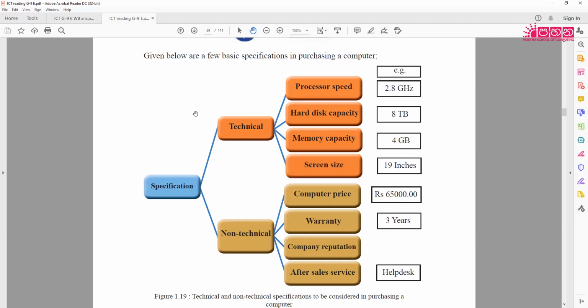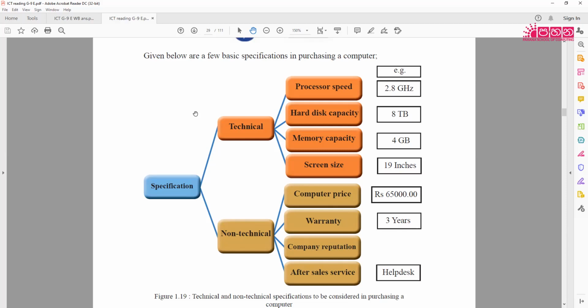Then screen size, monitor size also matters, especially if you are going to open multiple windows on your screen, then maybe you should go for a large screen. And sometimes you can use multiple screens. I hope you have already seen. Some people, for example, network administrators, have multiple screens, like 5 to 10 computer screens, right? Because they are just monitoring.